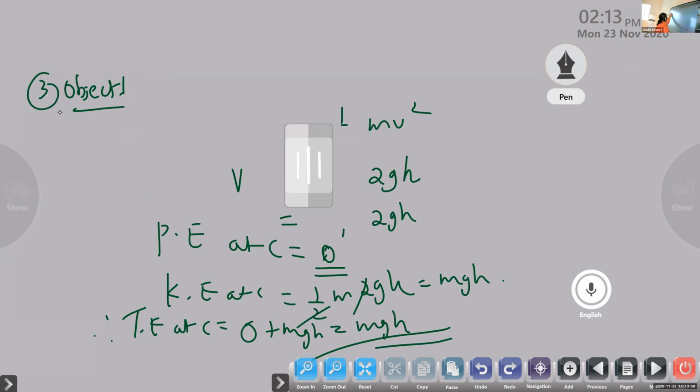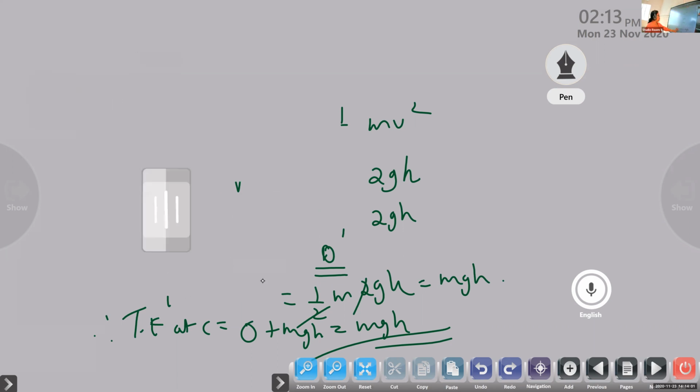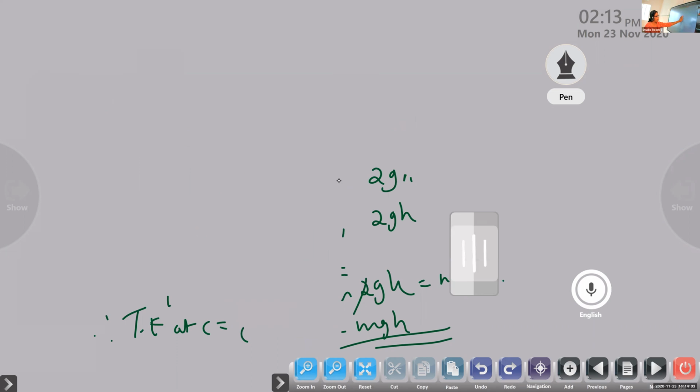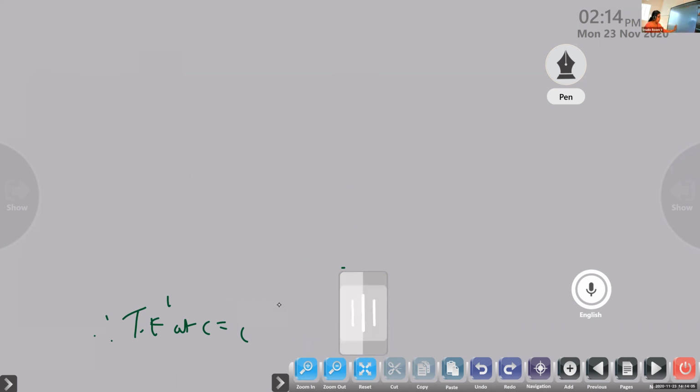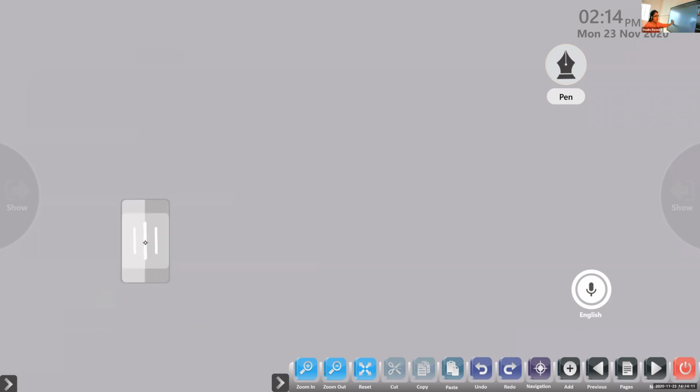Similarly, we have to prove the potential energy of a spring. That I will take in the next class. We may not be able to complete it. So in 5 more minutes, we can just understand two types of forces: conservative force and non-conservative force. What do you mean by conservative force and non-conservative force?